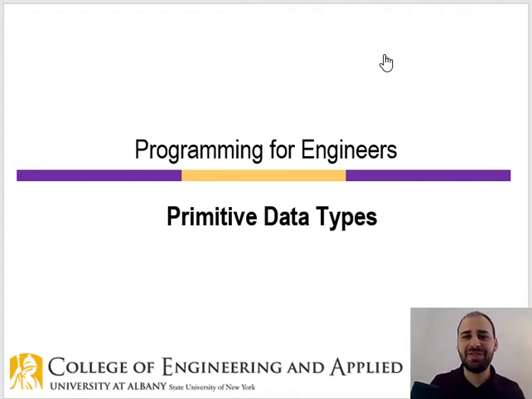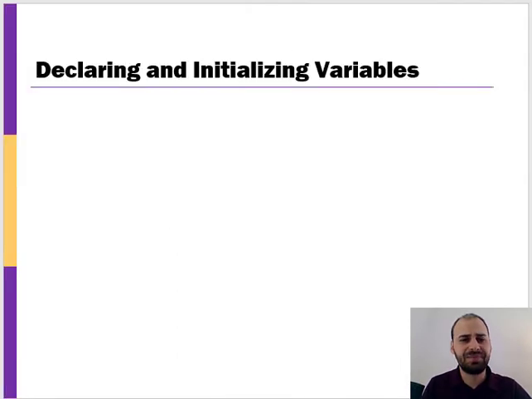Okay, welcome back everyone. We're going to jump right into the next topic here. We're going to talk about primitive data types in C. This is an extension of the knowledge that we just learned in the previous video related to binary numbers. So let's start right there.